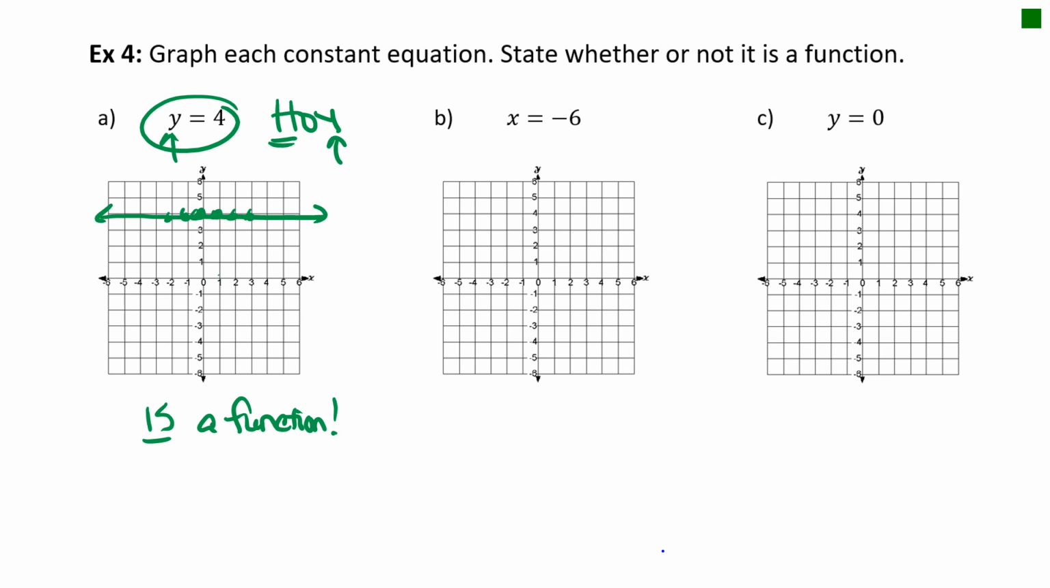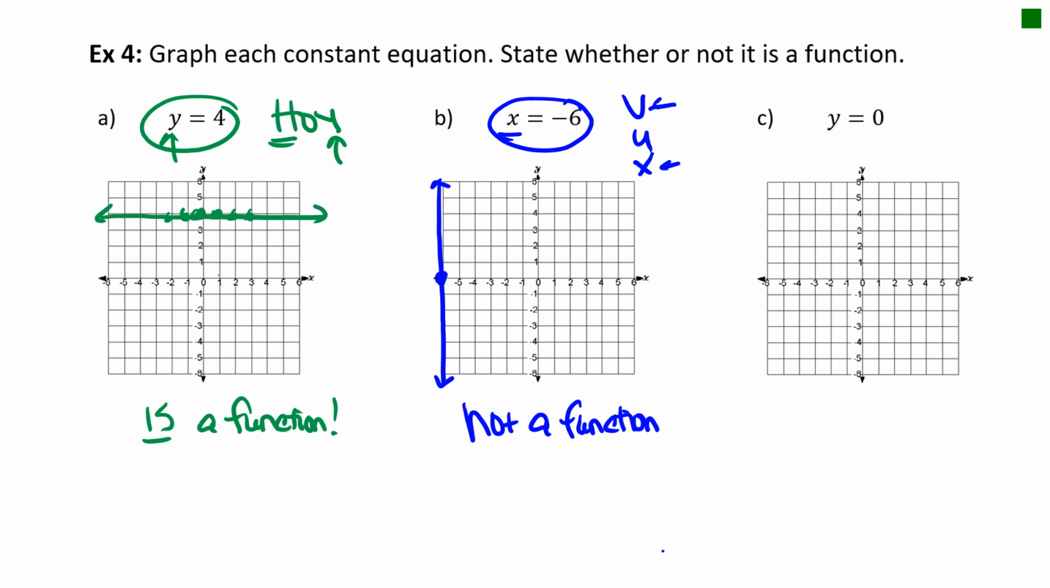X equals negative 6. X reminds me of Vux, which tells me the equation is x equals, and it's a vertical line. So I'm going to go over here to where x is negative 6, and I'm going to draw a vertical line. It is not a function. It fails the vertical line test, and it is just a vertical line. Look again. X equals, it only goes through the x-axis. Y equals, it only goes through the y-axis.